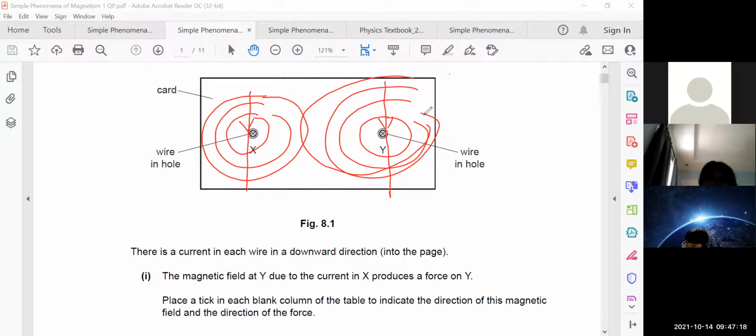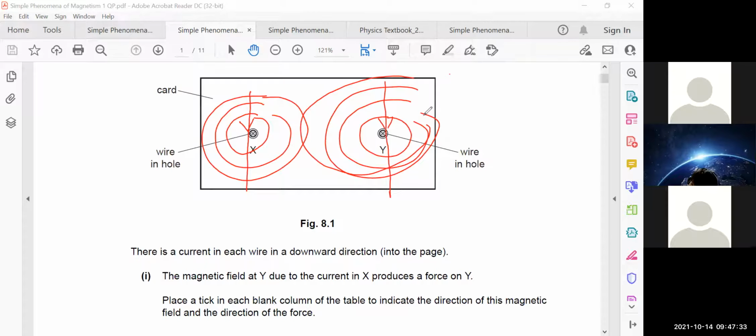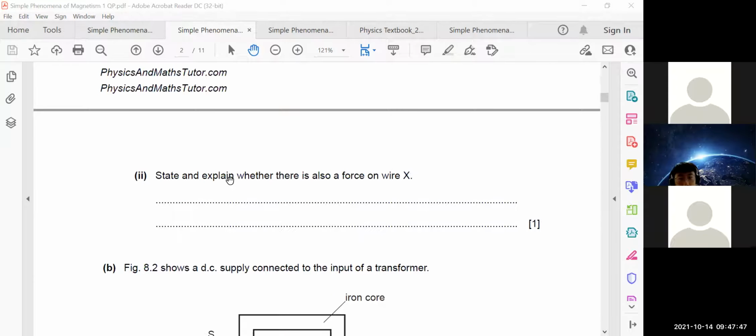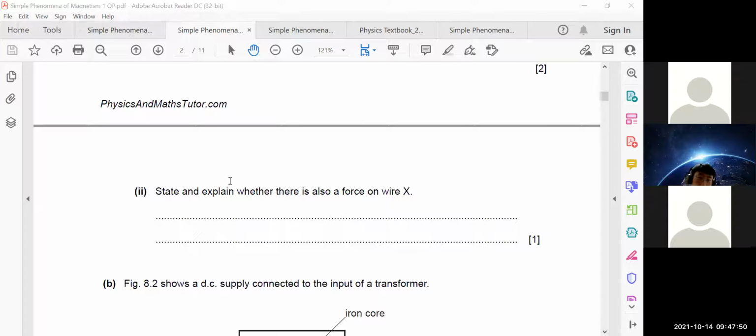Both conductors X and Y are placed in the magnetic field produced by each other. If the rule is applicable at point Y due to conductor X, similarly the rule is also applicable that conductor X is also placed in a magnetic field produced by the current-carrying conductor Y. So that will be your answer, children: conductor X will also experience a force due to the current moving in conductor Y, and point X will be in the magnetic field produced by conductor Y.